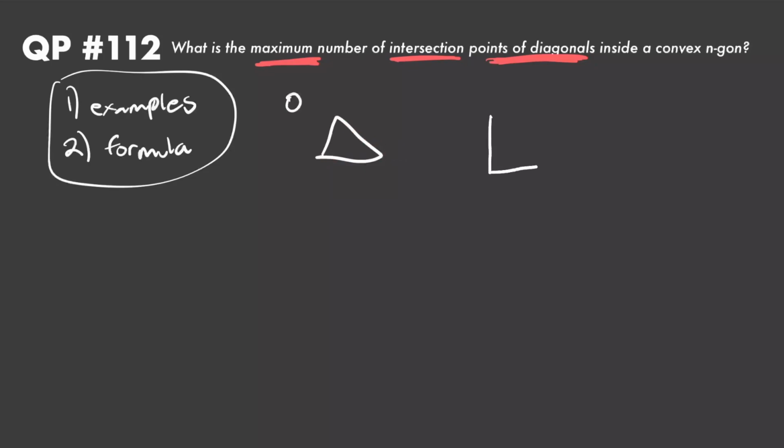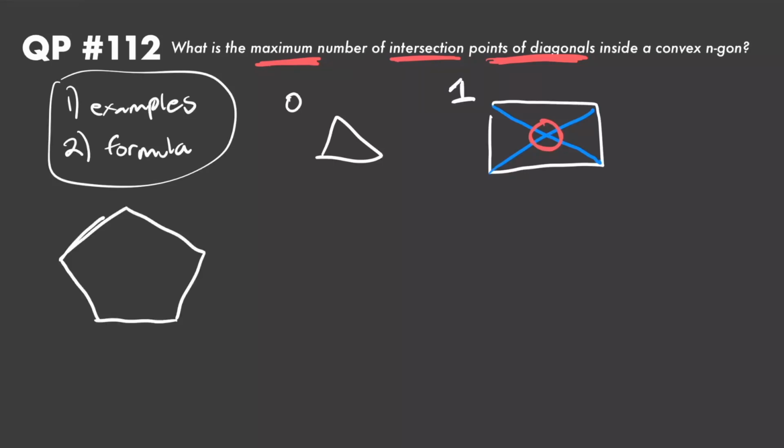Now we move on to a bigger shape. Let's say maybe a square that has 4 different vertices, 4 different sides. Now I can actually draw diagonals. For this vertex here, the only diagonal that I can draw is to this vertex over here. And then for these vertices, I can connect them with this. Boom, we have an intersection point right there. That's the only intersection point that we're ever going to get. So the maximum here is going to be 1 for a 4-gon.